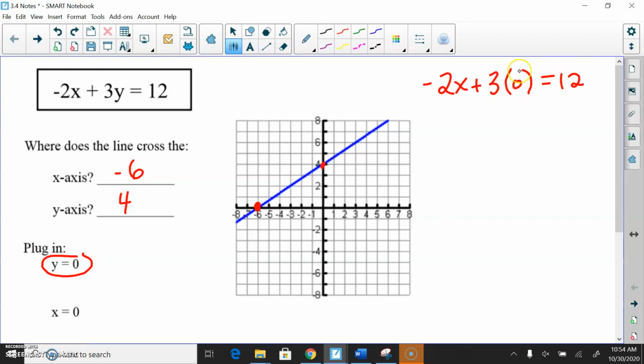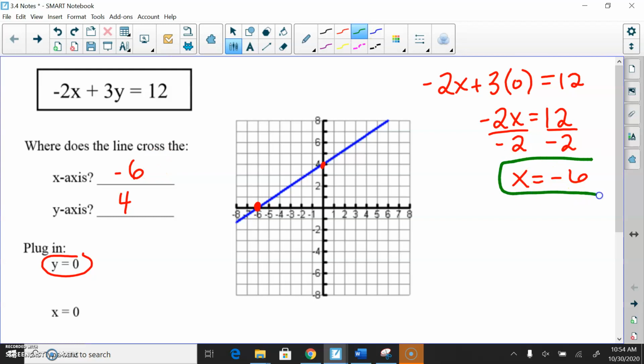And so then 3 times 0 is 0. So this term, 3 times 0, just goes away. So we're just left with -2x on this side equals 12. Then we're going to divide both sides by -2 to get that x by itself. And we get x equals -6. Now do you notice here that x equals -6 and it crosses the x-axis at -6.